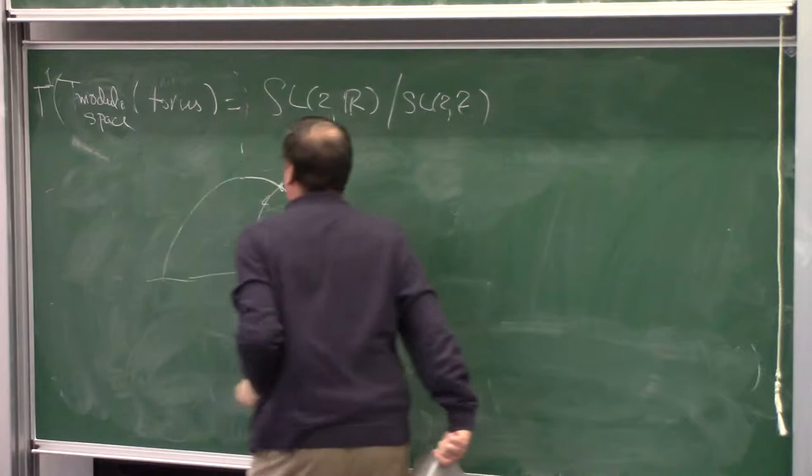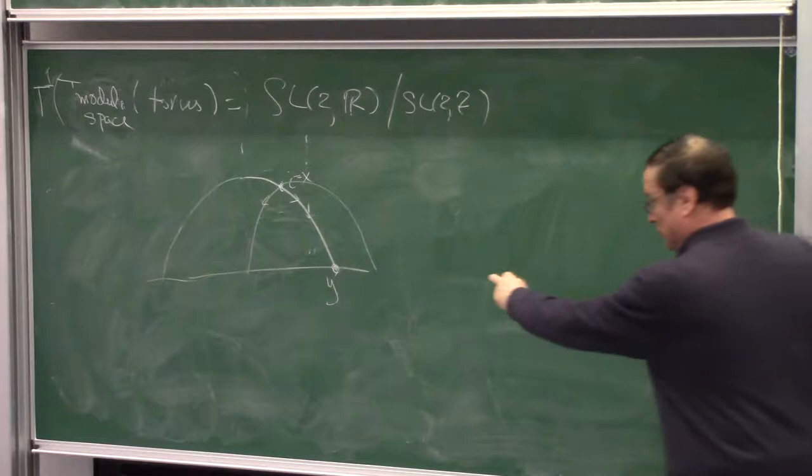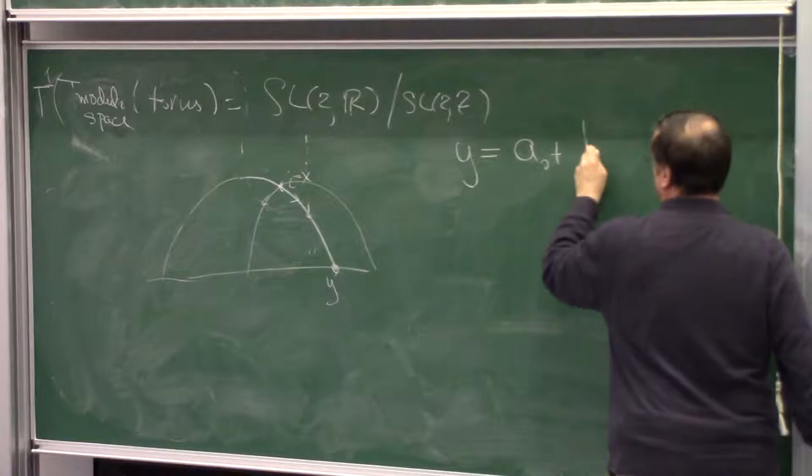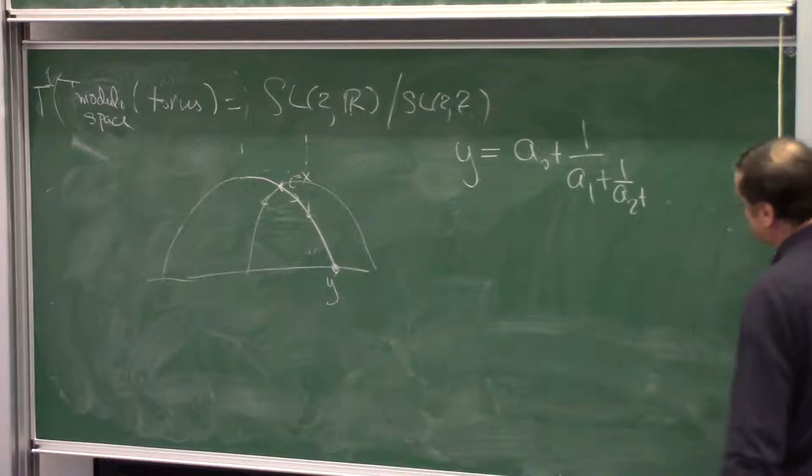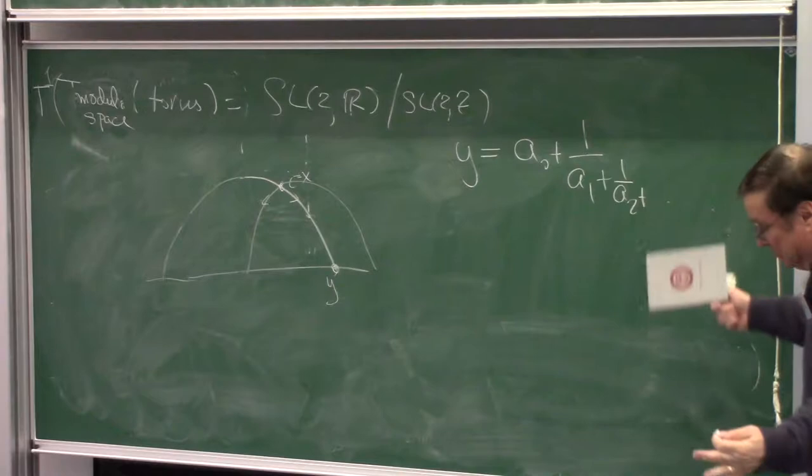We understand the behavior of the geodesic in the moduli space according to its continued fraction expansion. So if you write y in its continued fraction expansion, a zero, a one, and so on, then the behavior of the geodesic in the quotient is determined by the behavior of these a sub i's.